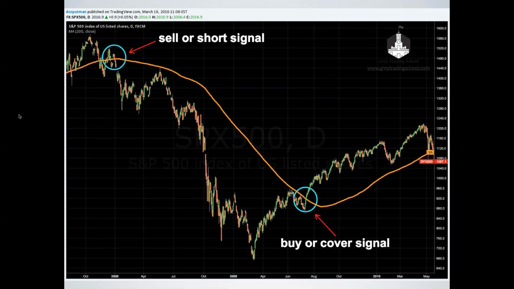If you were holding something long, if you were holding a long S&P from over here, you would want to sell here. And if not, or if you wanted to go into a short position, this would be the point. So this is your sell or short signal. And then here you'd want to buy for a long-term hold upward with the trend change, and/or cover.